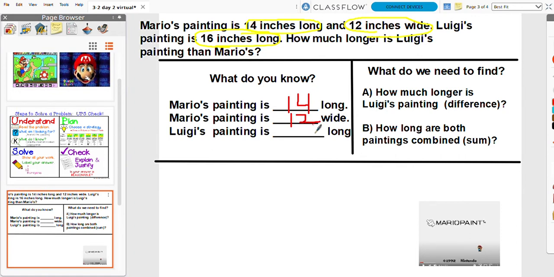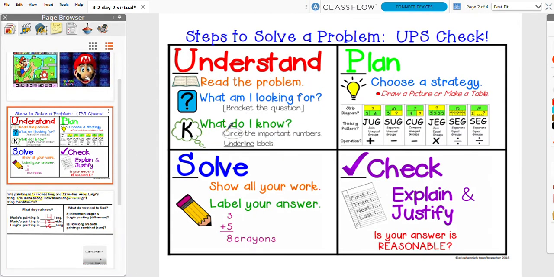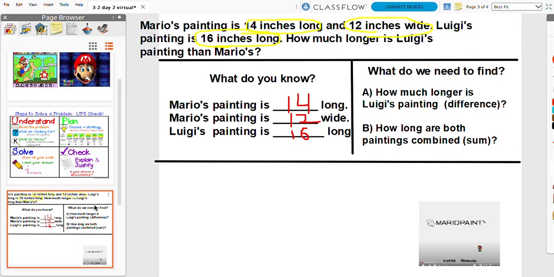Mr. Hoffman won't assign you a lot of these story situation problems because I want you to just really work through them. And then Luigi's painting is 16 inches long as well. So we have 14, 12, and 16. Okay, so that was the first part of understand. I'm sorry, actually the second part, what do I know. What am I looking for?